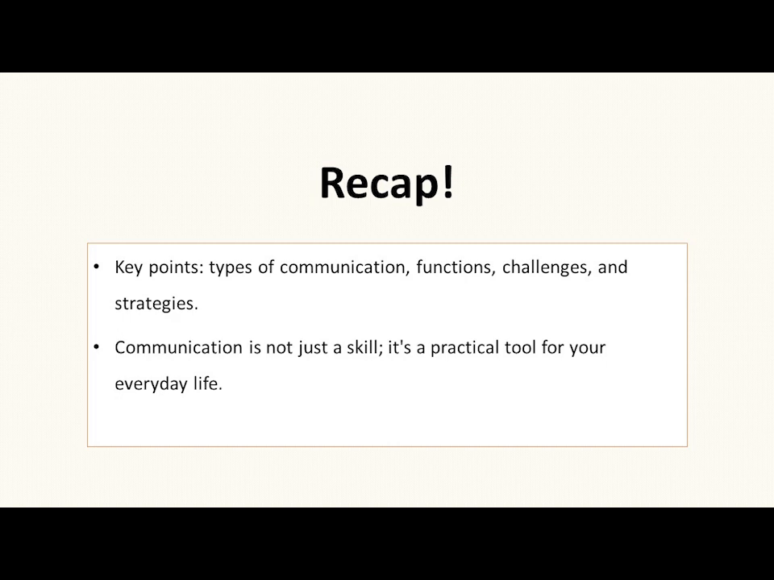And then, of course, we've encouraged overcoming challenges, including language barriers and cultural differences. We have provided some strategies and activities to improve and boost up your communication skills, and also suggested some resources for continuous learning and improvement.